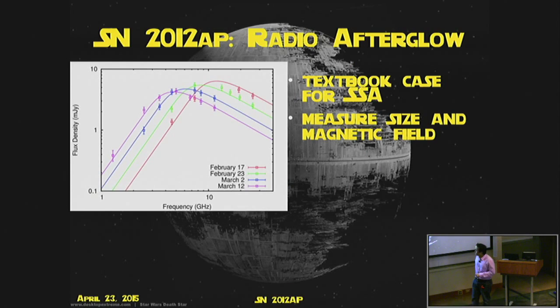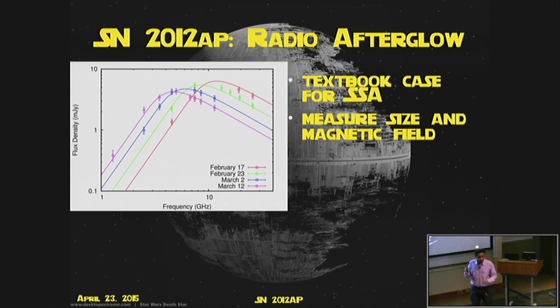Where are they? So we're looking for them in type Ibc supernovae, type Ic mostly, and this is one of them. This is 2012 AP. This is a radio afterglow of that supernova. What you see here is frequency on the x-axis and flux density on the y-axis. And different lines are different epochs. As time goes on, this spectrum moves to lower energies and actually becomes milder with time.